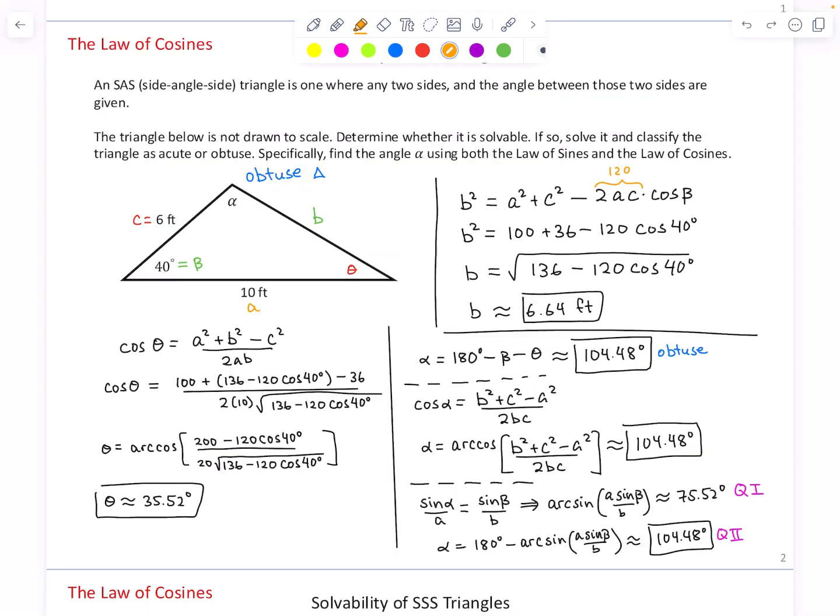Now, how did I know that this triangle was solvable in the first place? We were given two sides and the angle in between them. Well, it turns out that if you know two sides and the angle between them, as long as that angle is, of course, strictly between 0 and 180 degrees, exclusive of the endpoints, then the triangle will always be solvable.